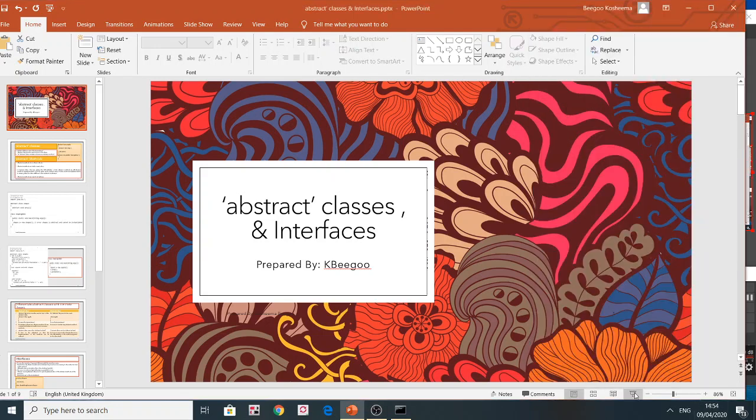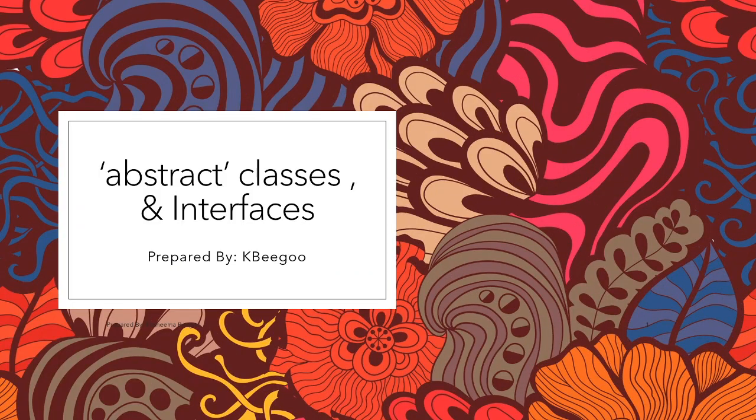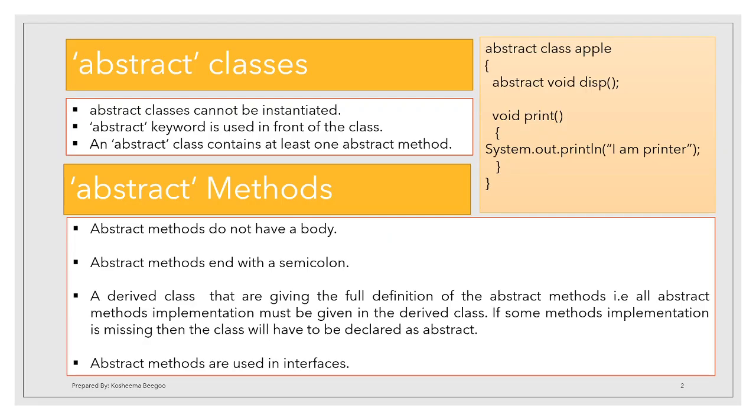So today we'll be doing abstract classes and interfaces. Abstract classes need to have the abstract keyword in front of the class. Then it becomes an abstract class. It's enough to have one abstract method. If we have one abstract method, the class has to be declared as abstract. An abstract method must have the abstract keyword, and then it ends with a semicolon.